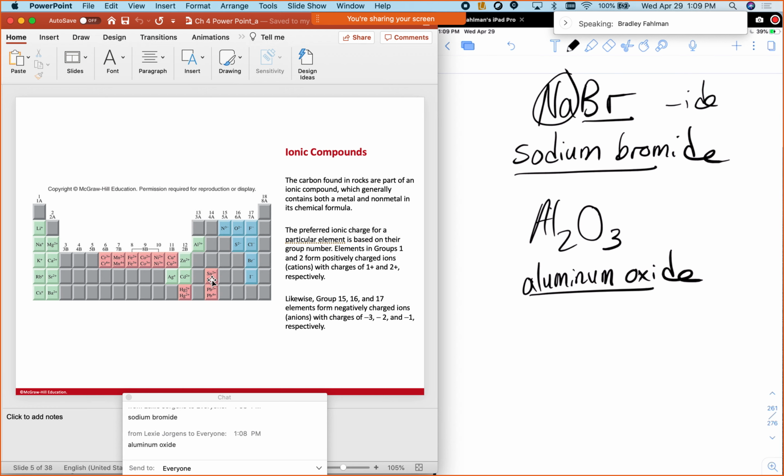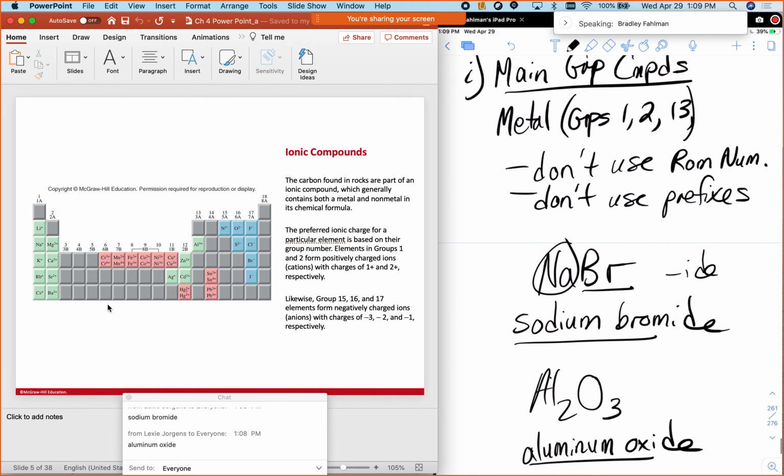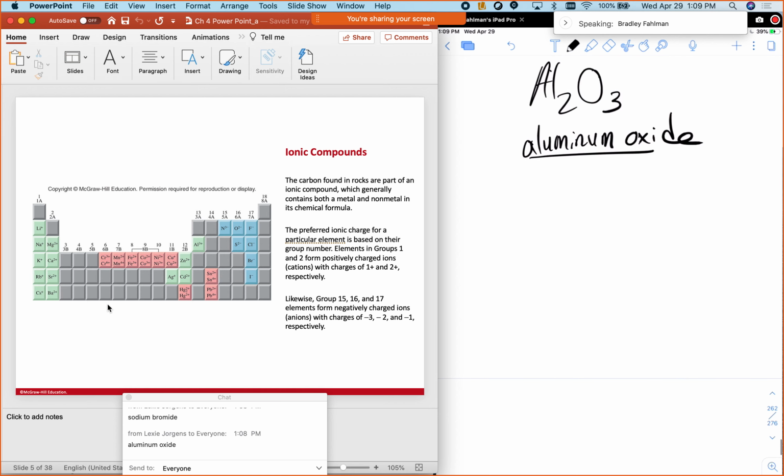Okay, so remember, for any of these ionics, including this group, the middle transition metals, fight the temptation to use those prefixes. Never do a di, tri, those ones. Okay, never do that. So that's really the first variety.